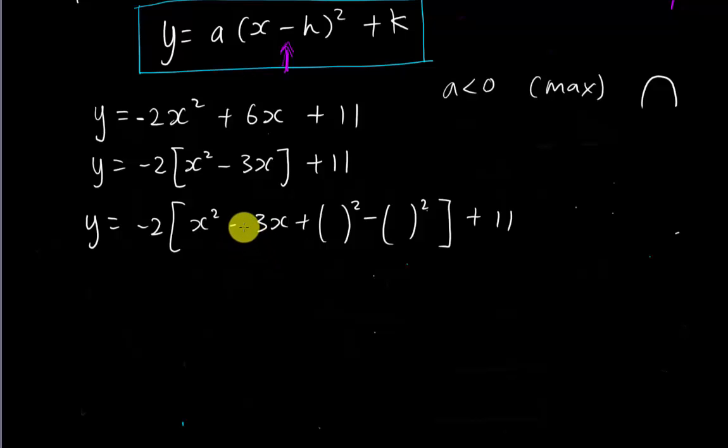This is negative 3, isn't it? So you get negative 3 over 2. This is negative 3 over 2. Alright, then the next step is you combine the first 3 terms in front here.